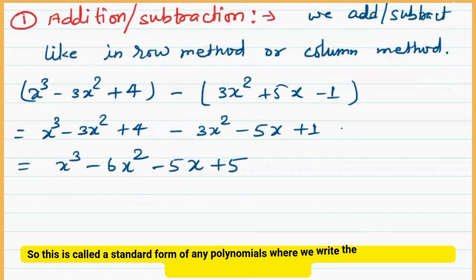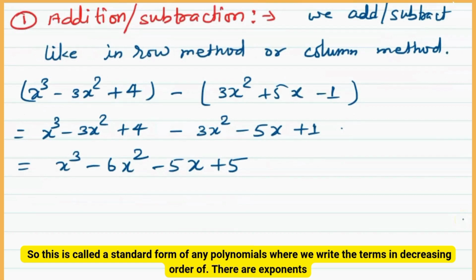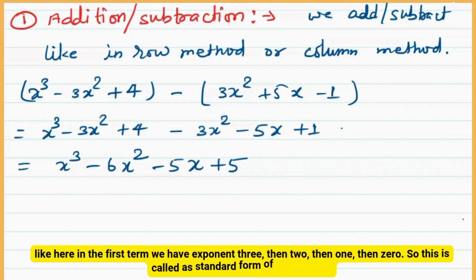So this is called the standard form of any polynomial, where we write the terms in decreasing order of their exponents. Like here, in the first term we have exponent 3, then 2, then 1, then 0. So this is called the standard form of a polynomial.